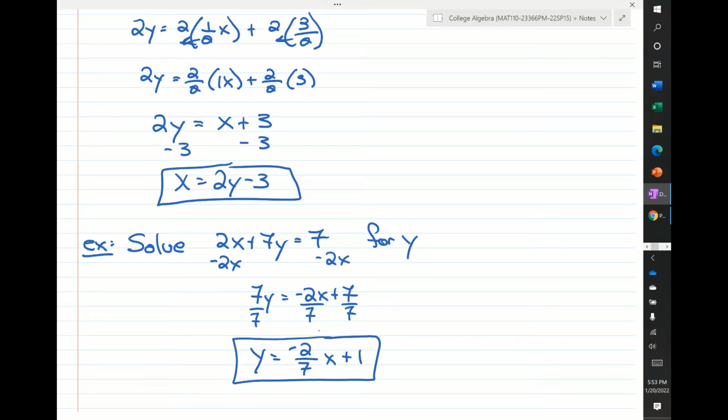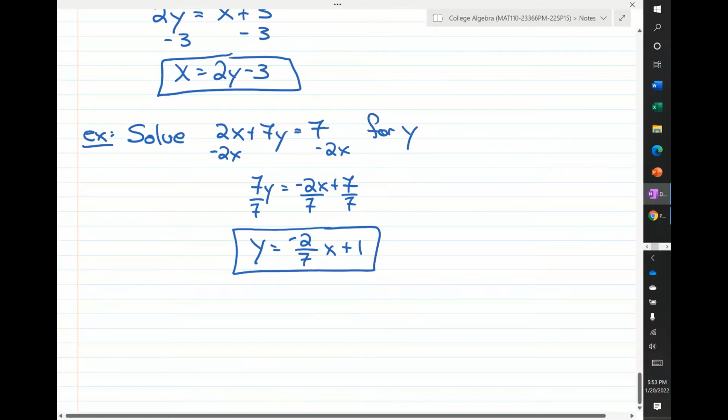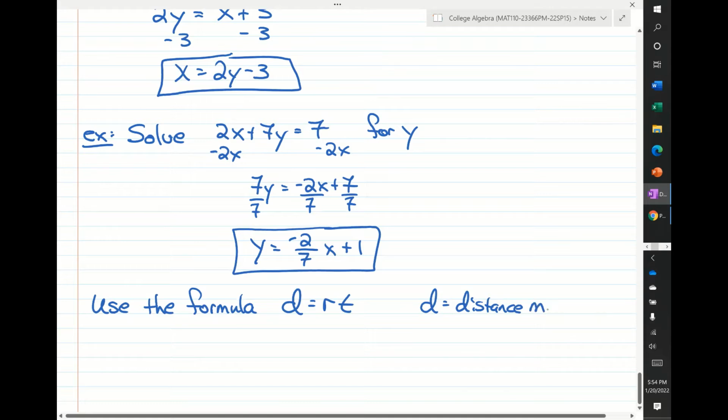To finish, we're going to do some applications with this step. So let's use the formula d is equal to rt, where d equals the distance in miles, r stands for our speed, and t stands for time in hours. And speed is miles per hour.